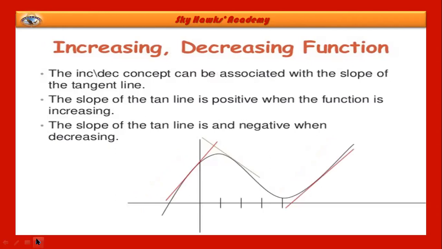Right. Increasing decreasing function, one more thing is the increasing decreasing concept can be associated with the slope of the tangent line. When the slope of the tangent line is positive, the function is increasing. When the slope of the tangent line is negative, the function is decreasing. So this is the most informative and the most important.